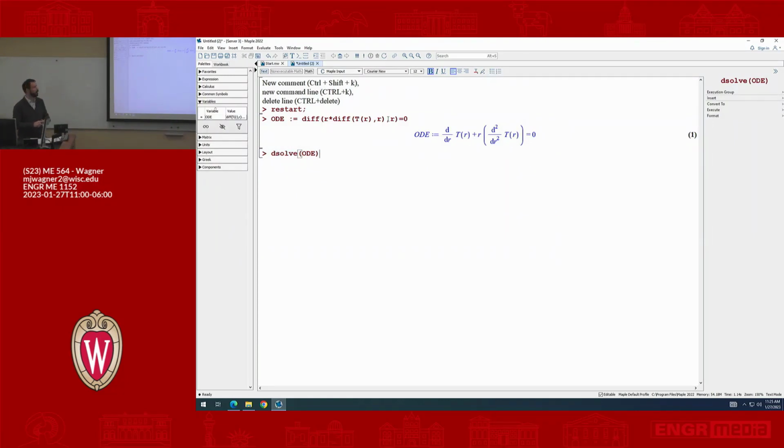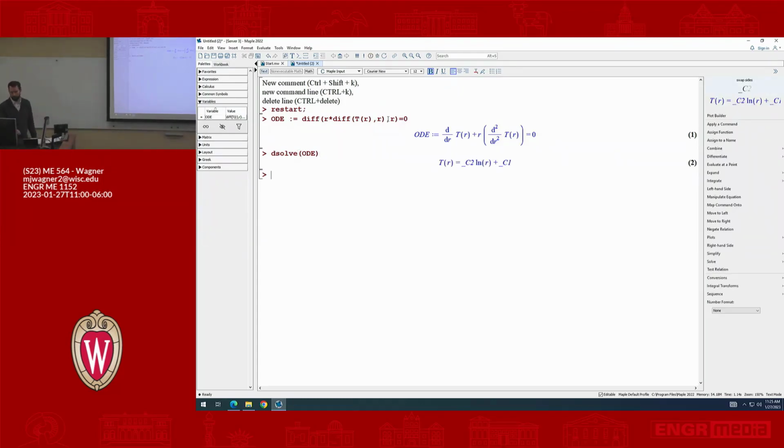It's T as a function of r. So it's already going to be able to automatically detect to solve this for T as a function of r. If you have something more complicated, you might specify, so it's dsolve ODE, comma, the thing you want to solve for. But here it should be just fine. All right, so I dsolve, and now it solves the equation, just like that, right? It's super easy.